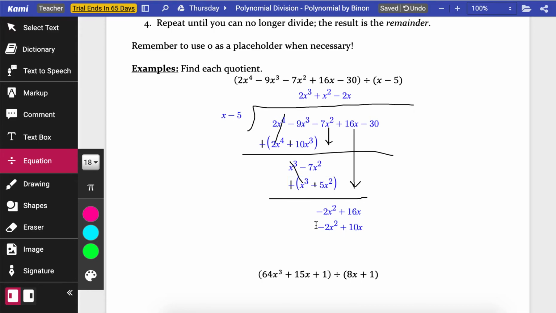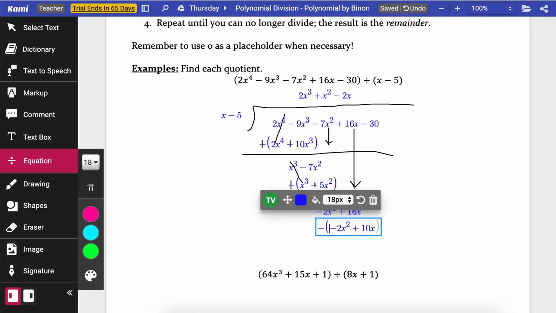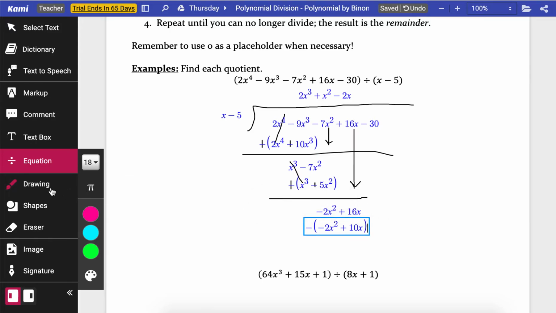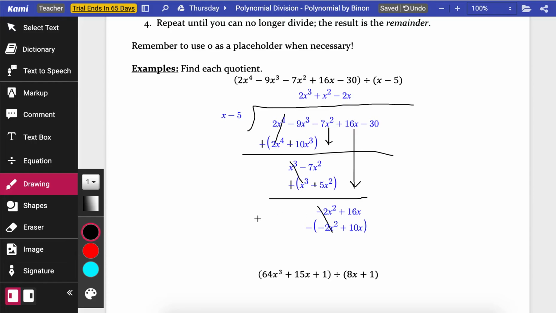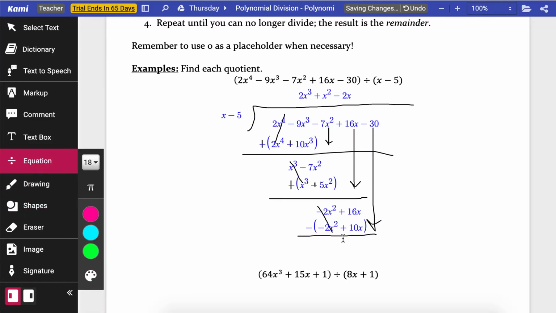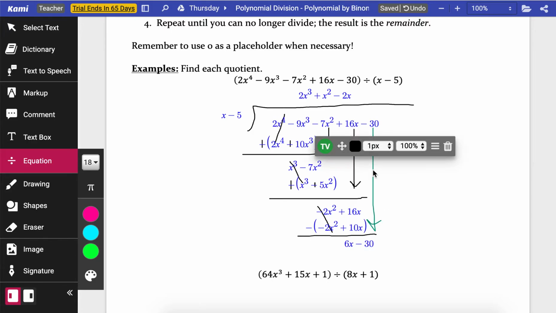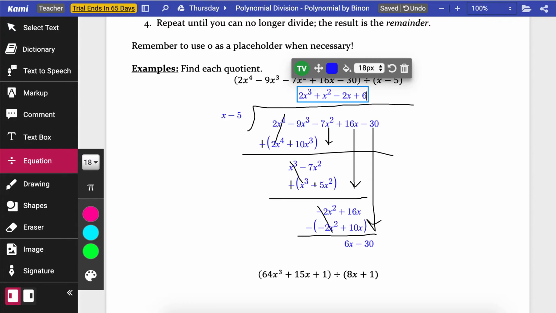So we've multiplied. Now we're going to subtract this from what we have right above it, noticing that the negative 2x squareds will cancel out. We have 16x. Let's show that we're carrying this down. We have 16x minus 10x, giving us 6x, and the minus 30 comes down. Then we divide 6x by x and get positive 6. So we multiply 6 times this entire thing, x minus 5.